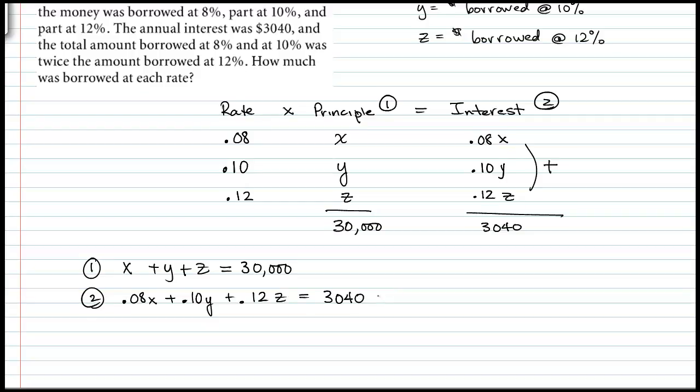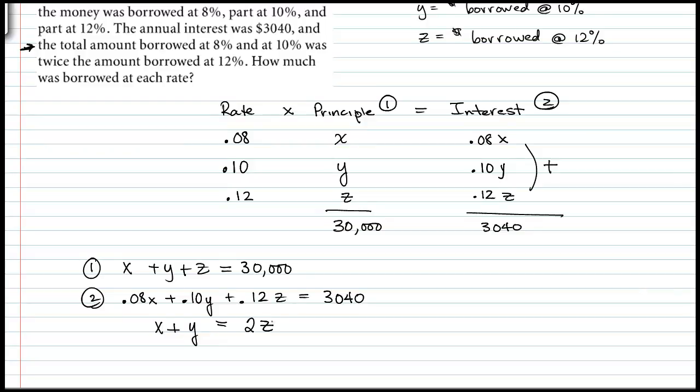Normally, if we have 3 variables, we need 3 equations. The last equation that we're going to have starts off on the 3rd line from the bottom. It says the amount borrowed from the 8 and the 10. Okay, so the amount borrowed at 8 was X. The amount borrowed at 10 was Y. Together, that equals twice the amount of money borrowed at 12, which is twice Z.